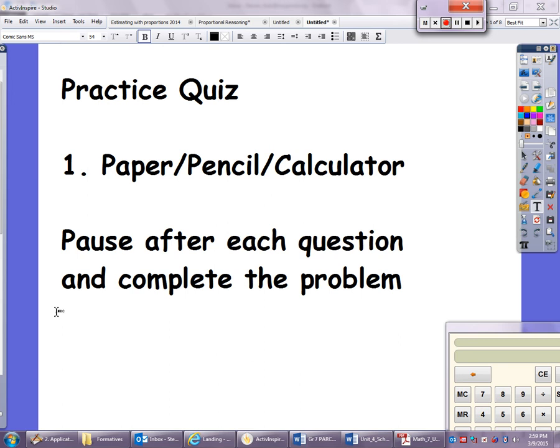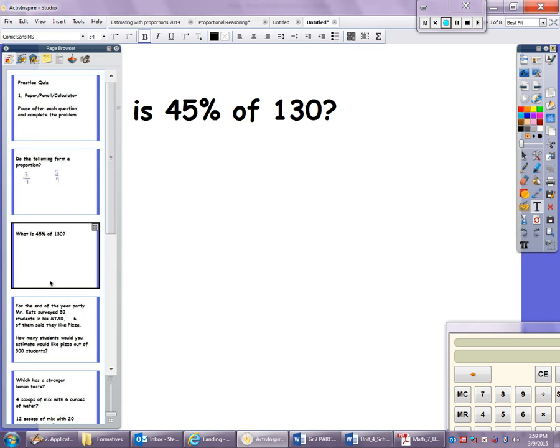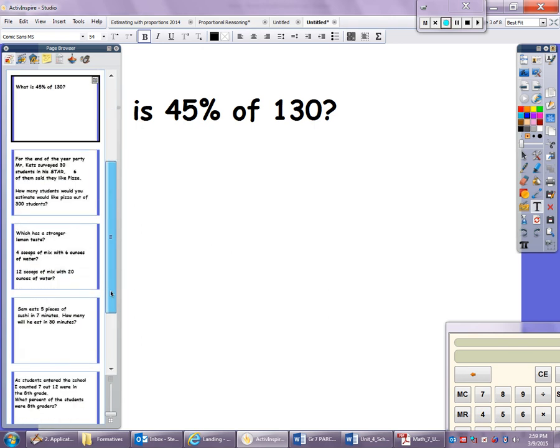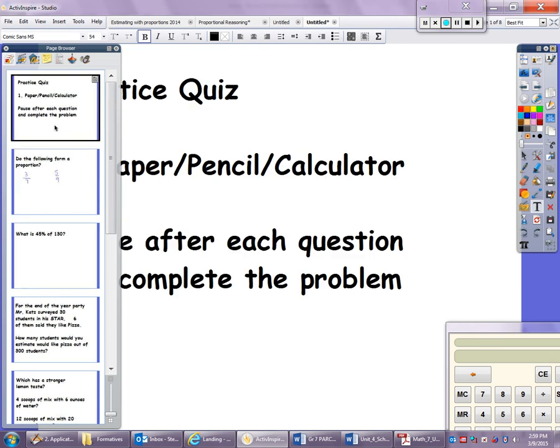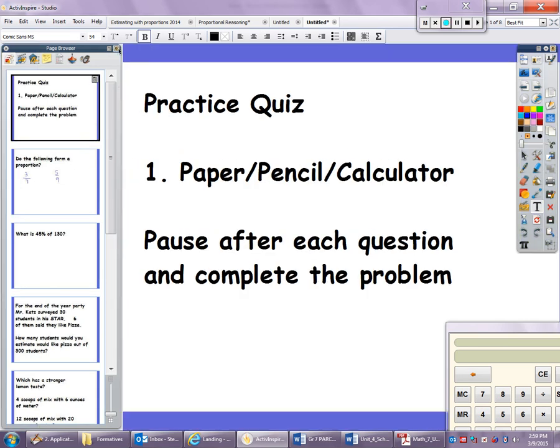And I believe there are one, two, three, four, five, six problems. So there's going to be six problems, six times you're going to pause and do each problem on your own and then check it. All right, so here you go. Now you have a paper, pencil, and calculator.